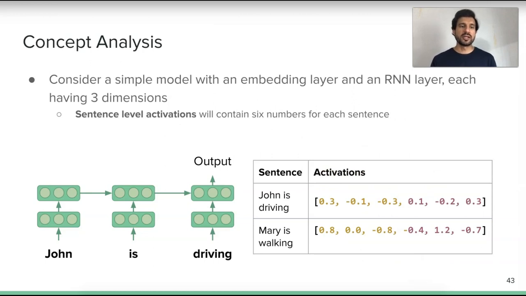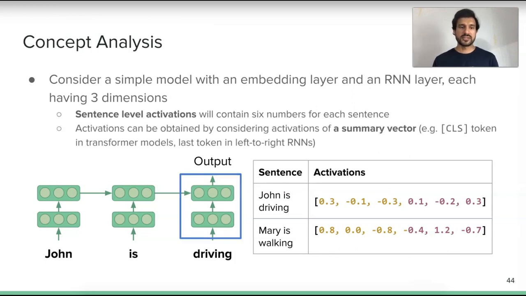And each of these individual units are the neurons in our case. In addition to word level activations, if we want to have sentence level activation, it will also contain 6 numbers for each sentence. Again, 3 numbers from the first layer and 3 numbers from the second layer. There are several ways we can extract the sentence level activations. For example, in the case of transformer models, we can use the CLS token representation. In the case of RNN, we can use the last token in left to right RNNs.